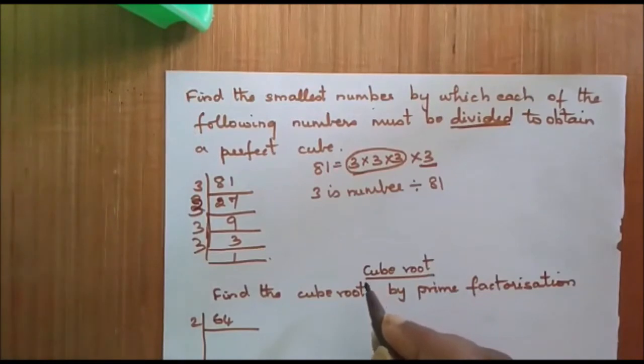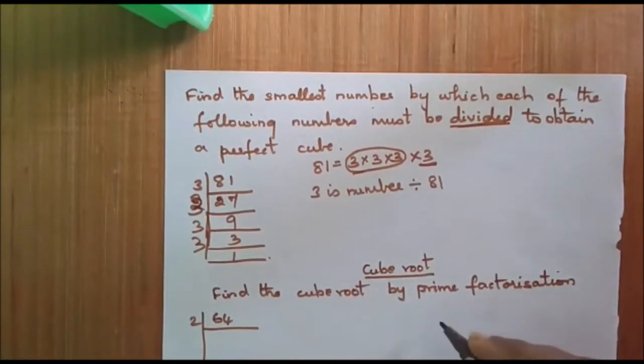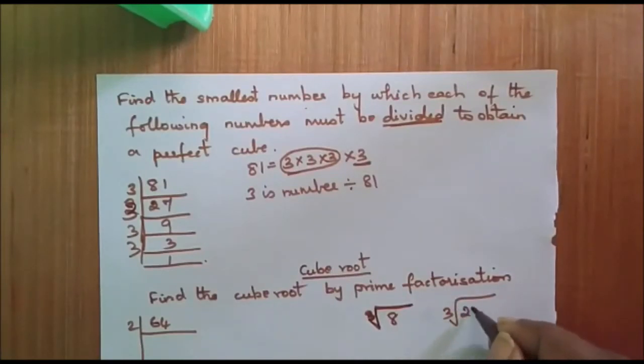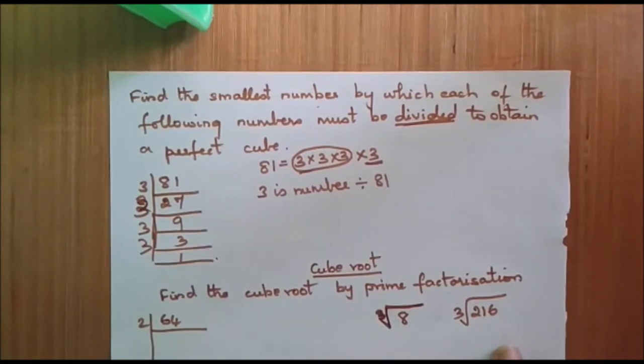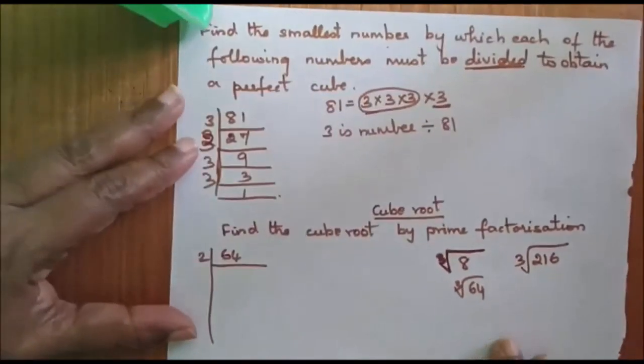Now let us go to the next topic, which is cube root. Now how do we represent cube root? I represent cube root like this. That is the symbol for the square root, and we write a 3 over here. So this is how we write cube root. Now we are asked to find the cube root of 64. How do we do it? We do it by the prime factorization method.